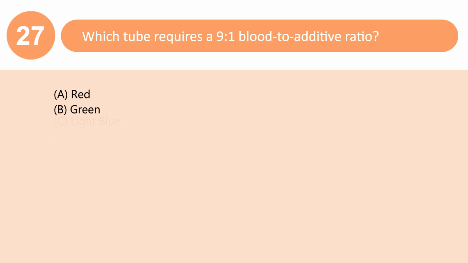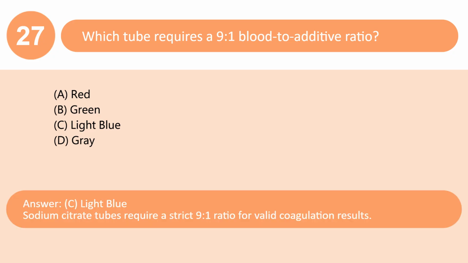Which tube requires a 9:1 blood-to-additive ratio? A. Red. B. Green. C. Light blue. D. Gray. Answer C. Light blue. Sodium citrate tubes require a strict 9:1 ratio for valid coagulation results.